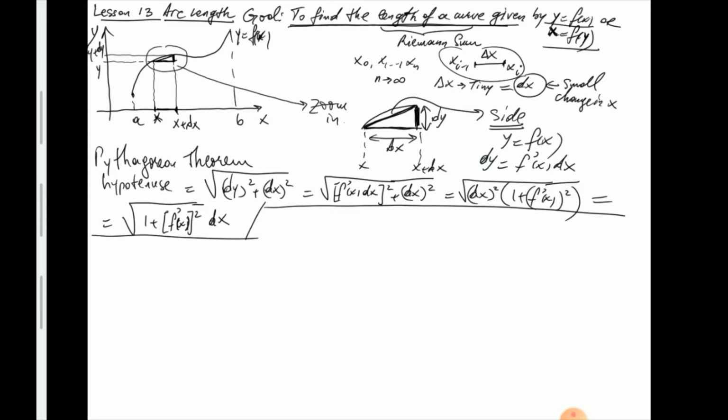So the arc length of the function y equals f of x for x between a and b is going to be, let's denote that by L, the integral from a to b of the square root of 1 plus f prime of x squared dx.